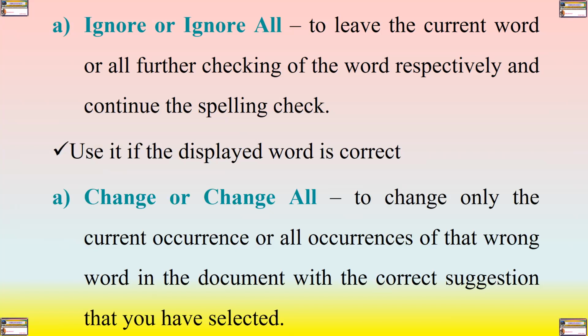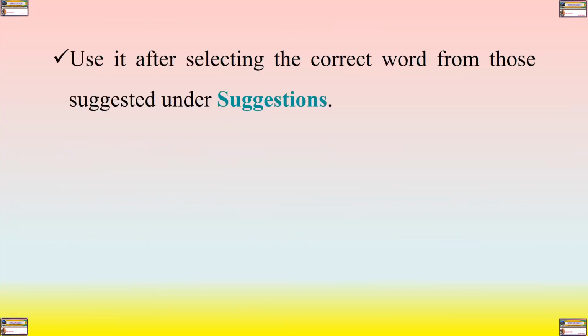You can also click on change or change all if you want to change only the current occurrence. So if you want to change only the current occurrence, you click on change. But if you want to change all the occurrences of that wrong word in the document with the correct suggestion, then you can click on change all. You can also use it after selecting the correct word from those suggested under suggestions.